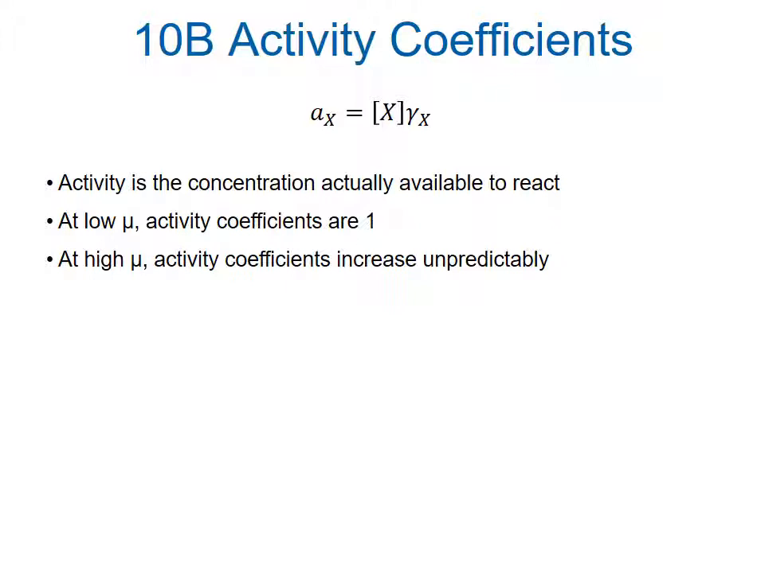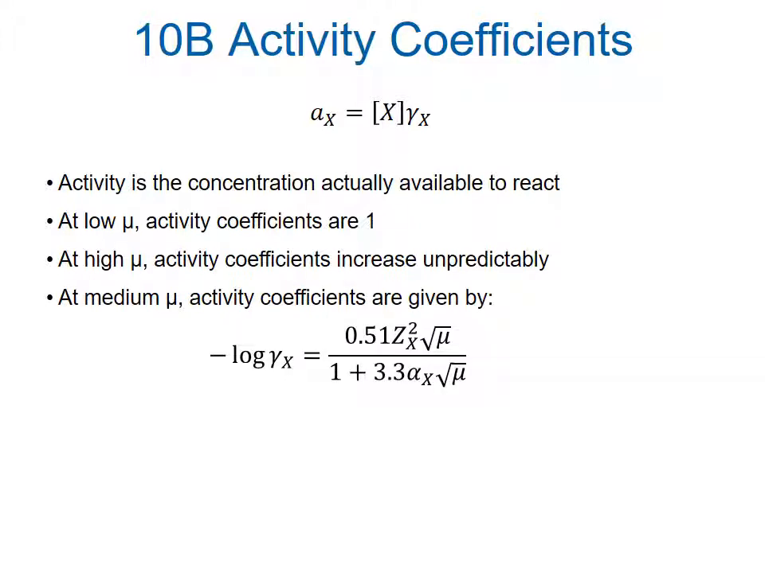Oftentimes our activity coefficients are greater than 1 at very high concentrations, and so we end up having bizarre interactions where things are actually more active and more available than you would expect from their concentration themselves. At a medium ionic strength, activity coefficients are given by the equation that's shown. It's called the Debye-Huckel equation. So there are a few things to note in this equation.